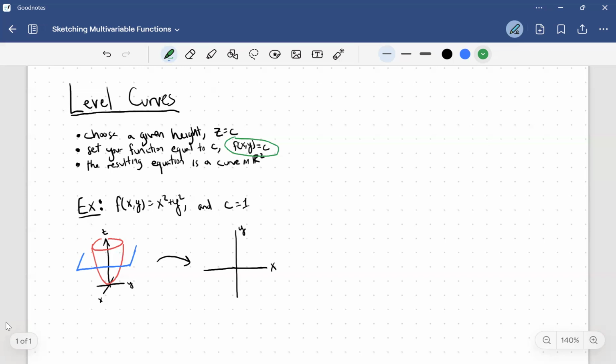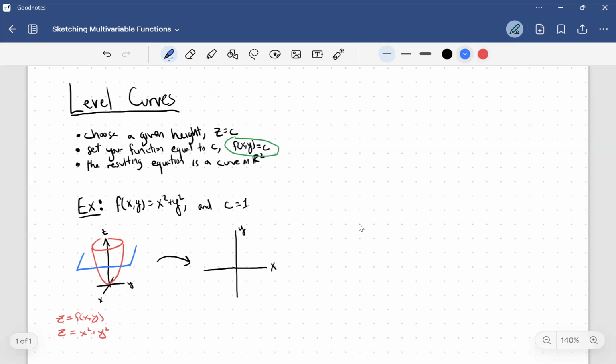Let's take a look at an example to make this a little bit more clear. We'll keep our same function as before, f of x comma y equals x squared plus y squared. And let's take a look at a level curve of a given height c equals 1. What you'll notice down here is a picture of our graph that's in red. So in red, we've got the graph of our function. That was z equals f of xy, aka z equals x squared plus y squared. So that is our graph.